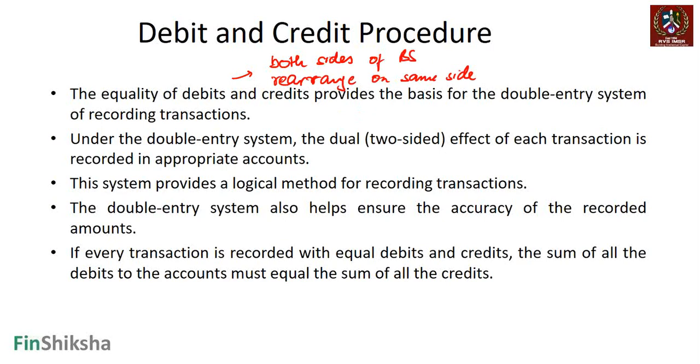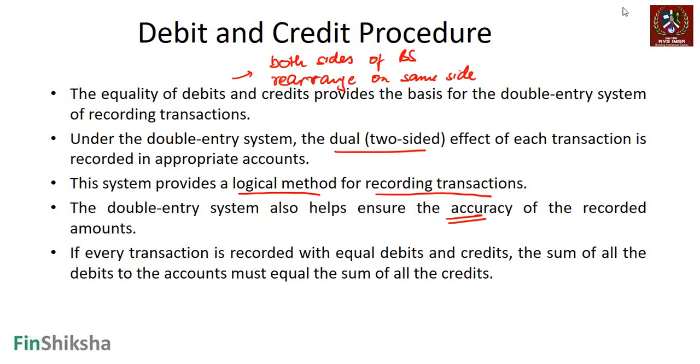Every transaction will have two entries, two impacts on the balance sheet. Either it'll affect both sides of the balance sheet or it will rearrange items on the same side of the balance sheet, right? That's what the double entry system is called. The dual-sided effects of each transaction get recorded in appropriate accounts. This system provides a logical method for recording transactions. What it ensures in accounting terms is that no transaction is missed, and every transaction having the two impacts on the balance sheet is recorded here. It also ensures the accuracy of the accounts and the amounts in those accounts, right?